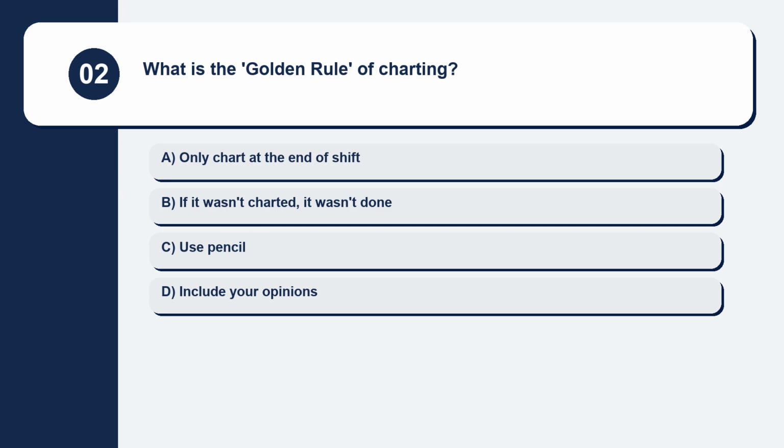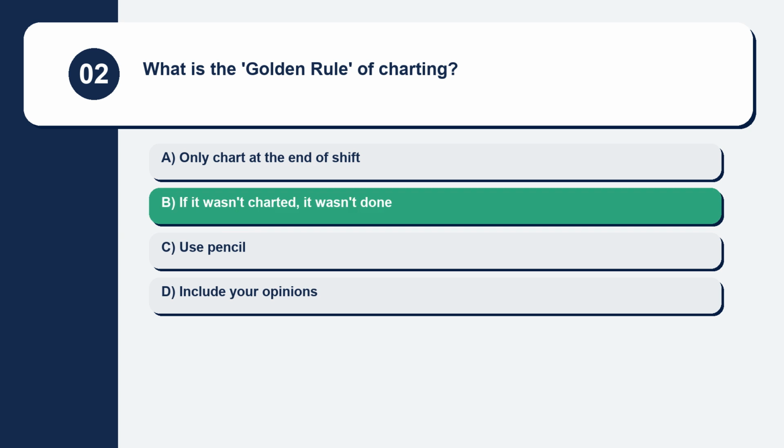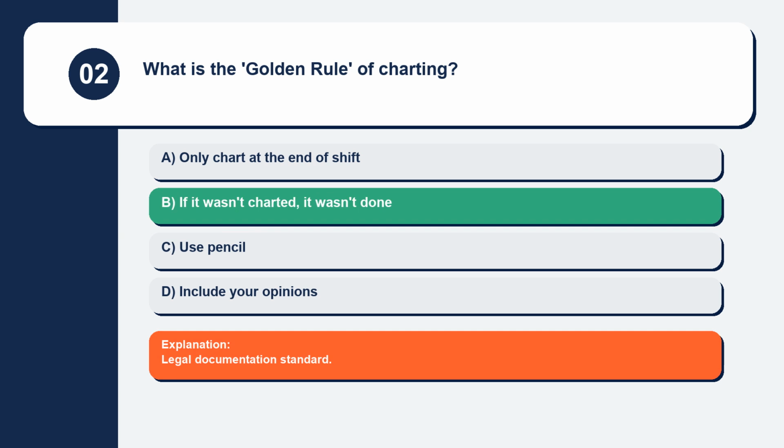Question 2. What is the golden rule of charting? Only chart at the end of shift. If it wasn't charted, it wasn't done. Use pencil. Include your opinions. The answer: if it wasn't charted, it wasn't done. Legal documentation standard.